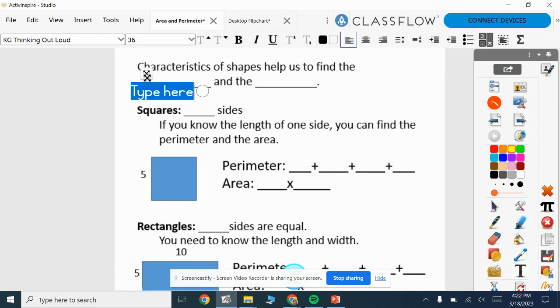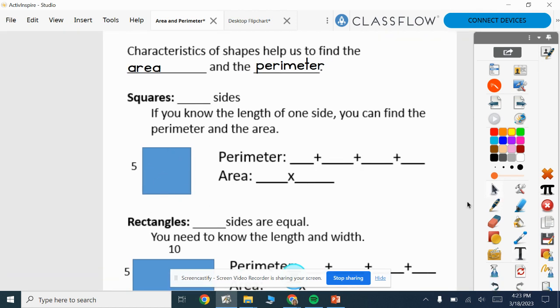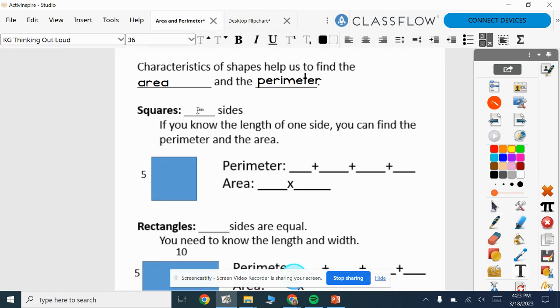All right, so some characteristics of shape help us define the area and the perimeter. What do we know about squares? Squares have 1, 2, 3, 4 sides, and if you know the length of one side, you can find the perimeter and the area. So I know that this side is 5, which means I know that this side is also 5, and this side is 5, and this side is also 5.